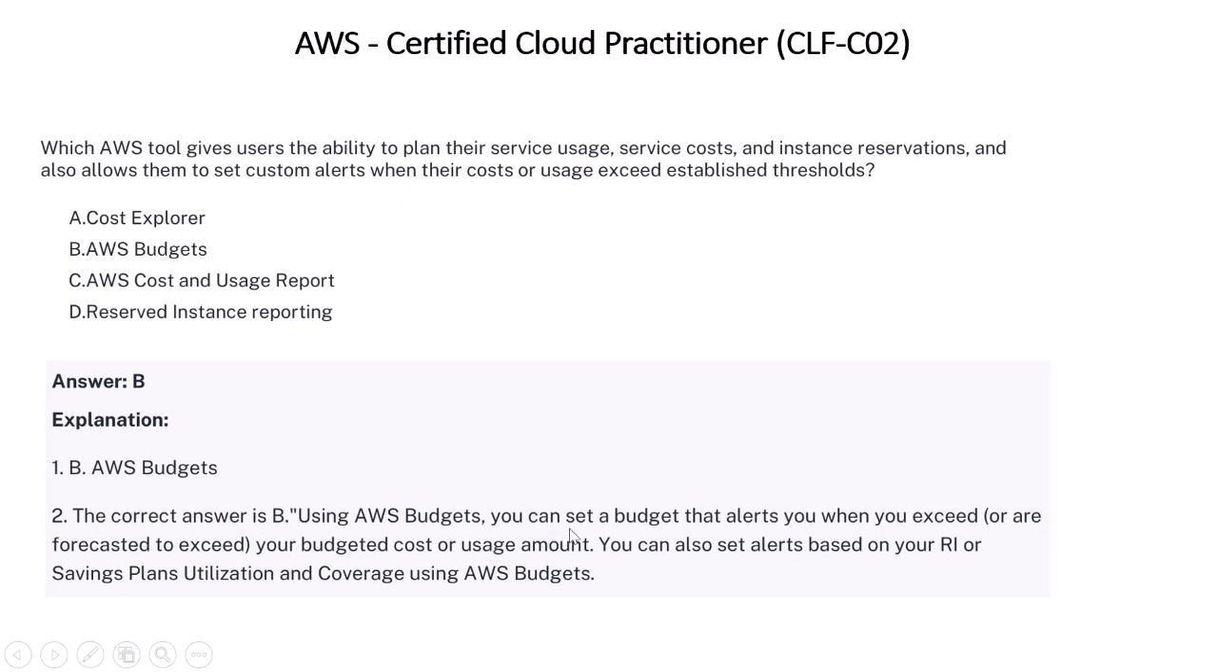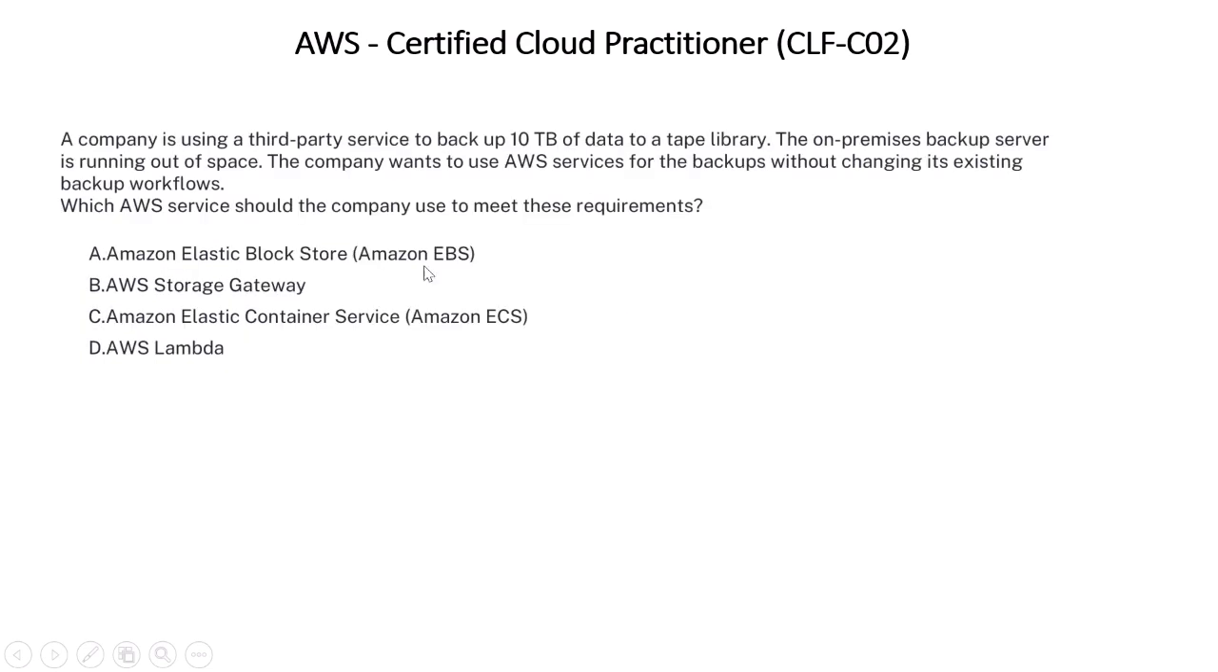Using AWS Budgets, you can set a budget that alerts you when you exceed, or are forecasted to exceed, your budget cost or usage amount. You can also set alerts based on your RI or Savings Plans utilization and coverage using AWS Budgets. Next question.